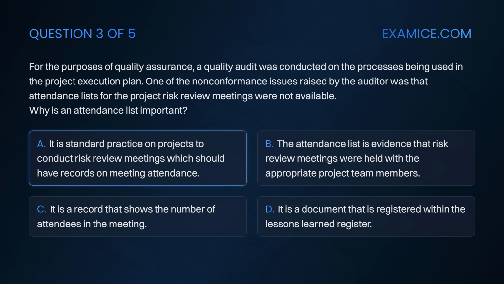Option A. It is standard practice on projects to conduct risk review meetings, which should have records on meeting attendance. Option B. The attendance list is evidence that risk review meetings were held with the appropriate project team members. Option C. It is a record that shows the number of attendees in the meeting. Option D. It is a document that is registered within the Lessons Learned Register.